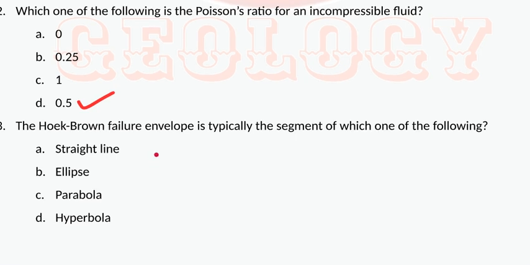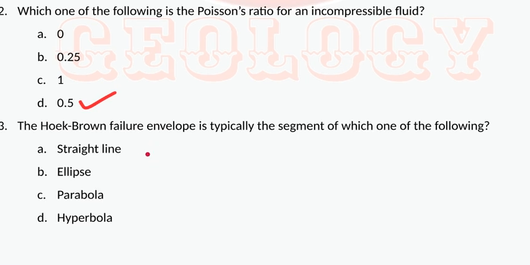Then the Hoek-Brown failure envelope is typically a segment of which one of the following? So Hoek-Brown is another failure criterion, which also has a segment of a parabola. So it produces a parabola. Like your Griffith's fracture criterion, the Hoek-Brown criterion will also produce a parabola.